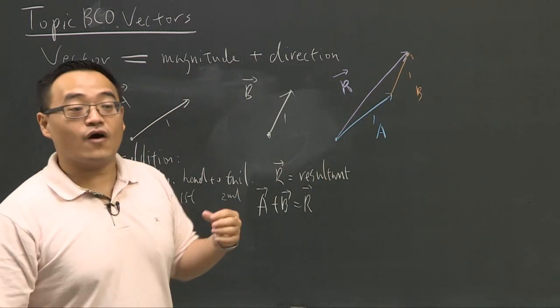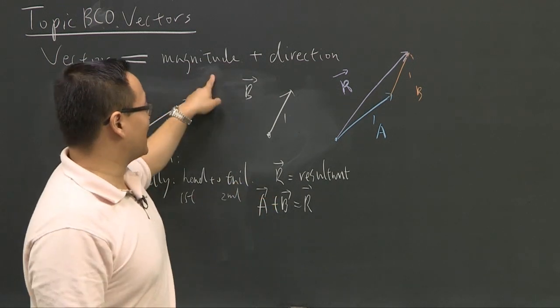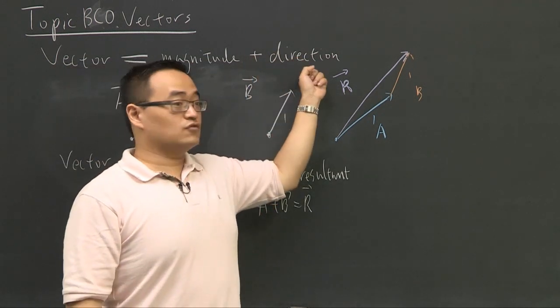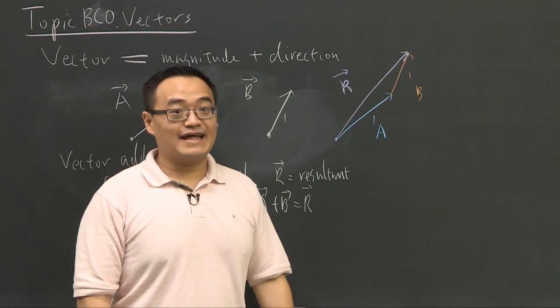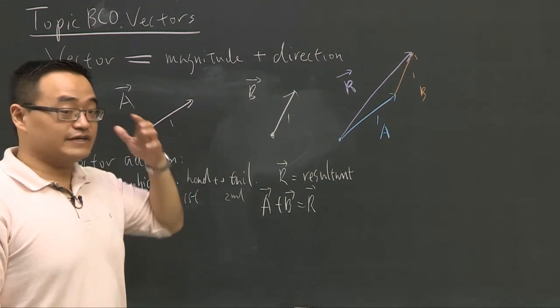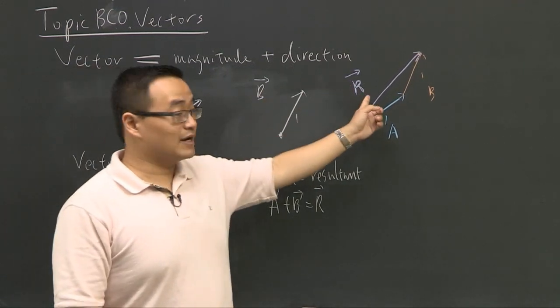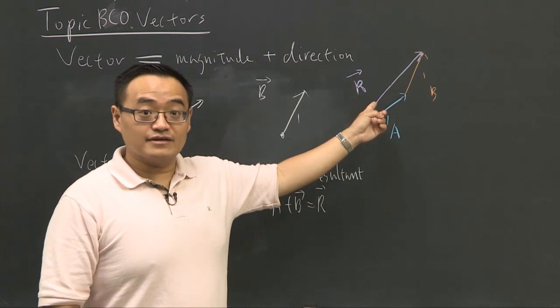The resultant vector R also has its magnitude and also has its direction. How do we get that? Well, we'll talk about this, but graphically, conceptually, this is what I'm doing.